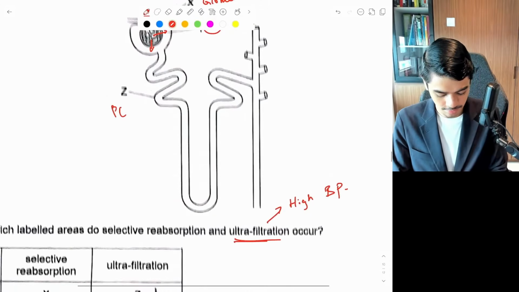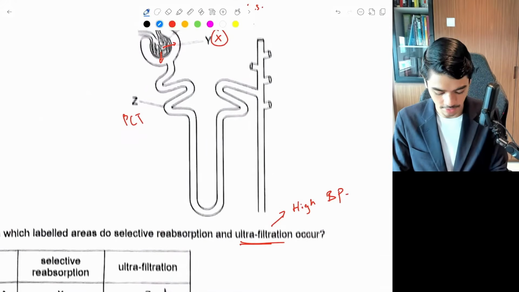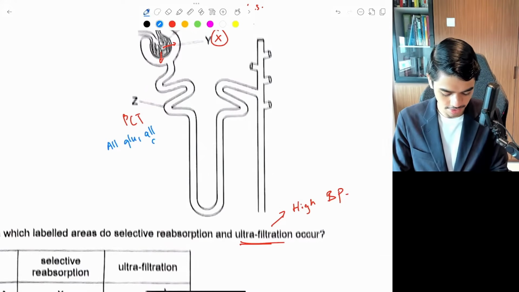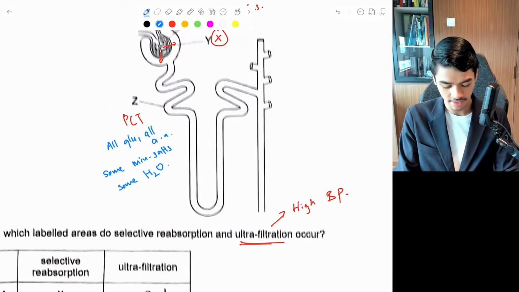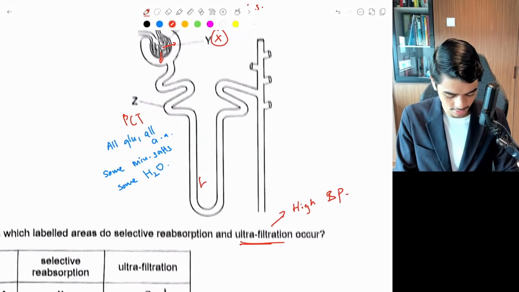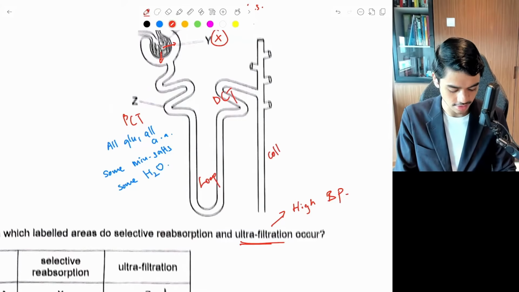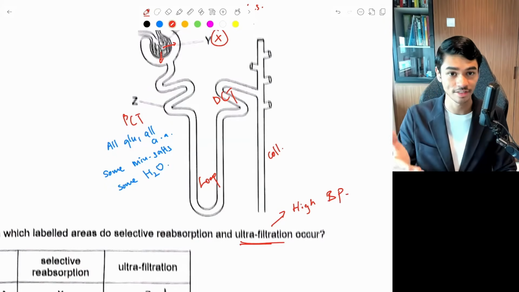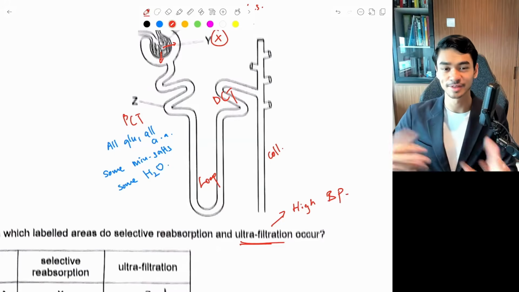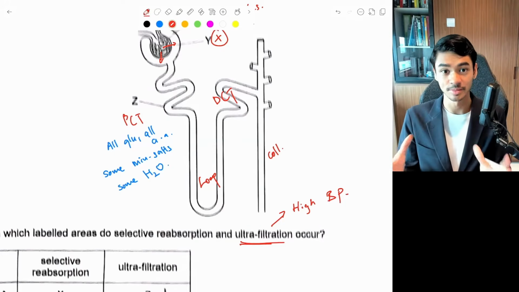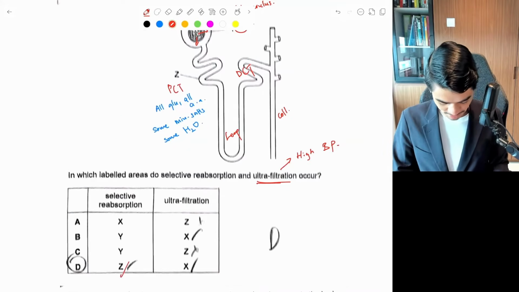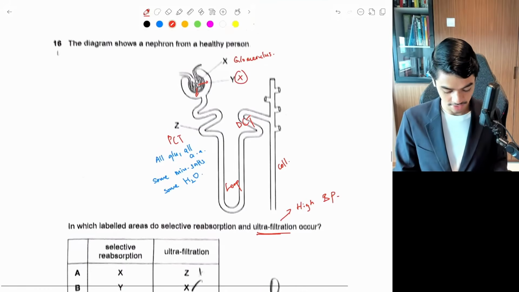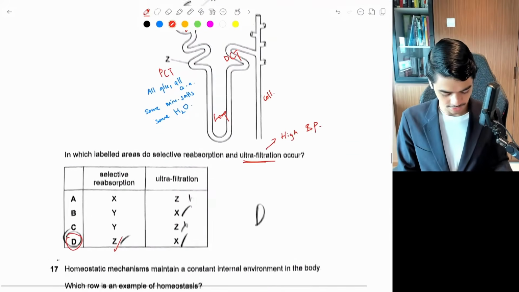So Z is now the PCT, proximal convoluted tubule. What does it reabsorb? All glucose, all amino acids, some mineral salts, and some water. If you have our free notes, we actually put a memory shortcut for what is absorbed at the PCT, loop of Henle, DCT, and collecting duct. For PCT, we remember productive proximal. This person is very productive, they take in a lot of different things. That's why the PCT takes in the most amount and different types of substances. So Z is selective reabsorption. Then it has to be D, because reabsorption does not happen at the Bowman's capsule. So D is the answer.